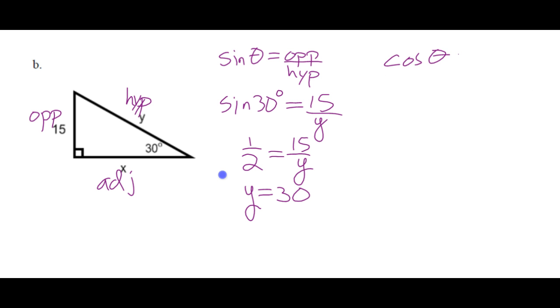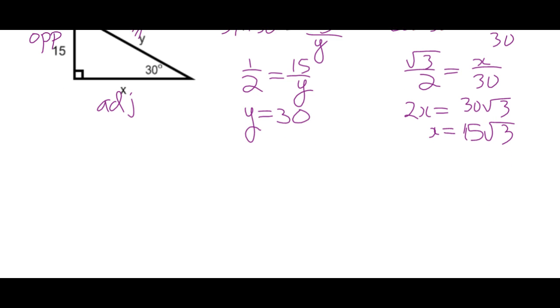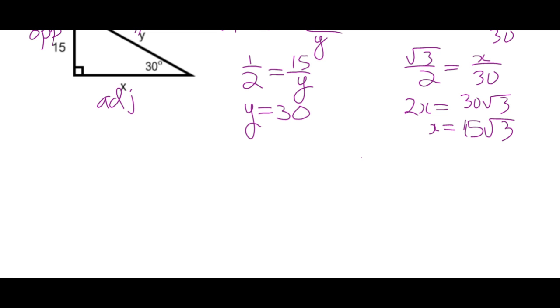Let's use cos. Cos theta is adjacent over hypotenuse. Cos 30 degrees is x over 30, because now we know y. Cos 30 is what? Root 3 over 2. So 2x is equal to 30 root 3, and x would be 15 root 3. Right? Or Pythagorean theorem. No, x squared plus 15 squared.